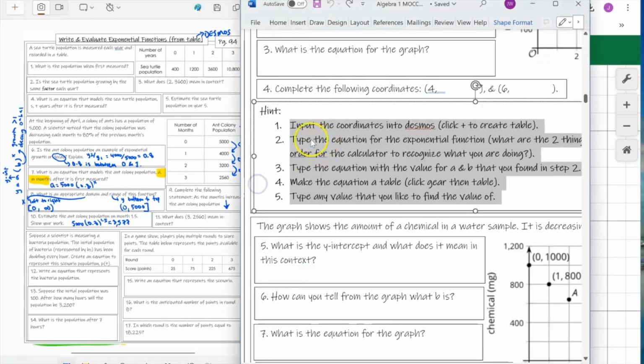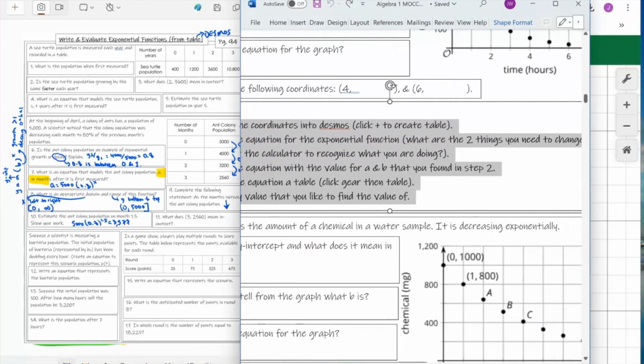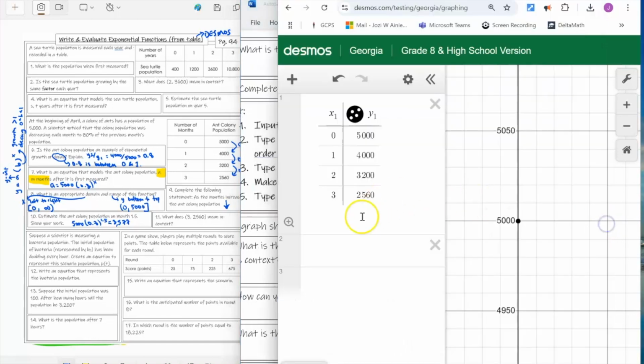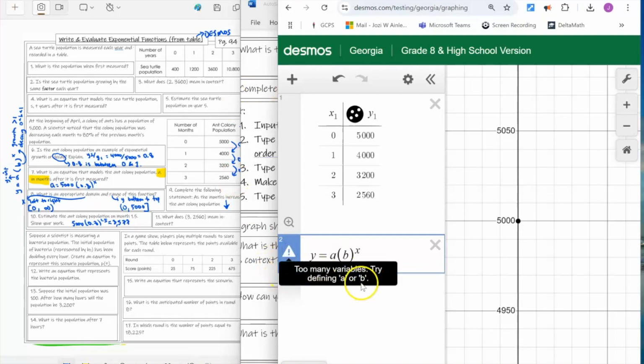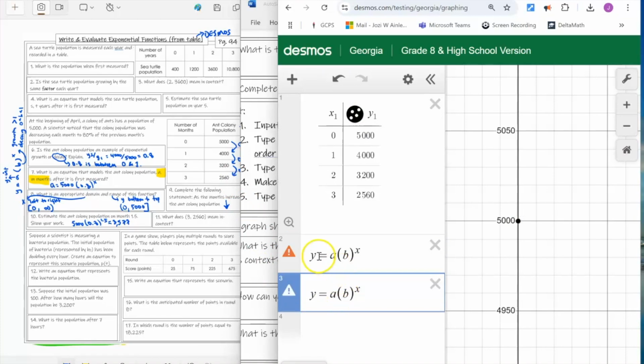Then my next step says type the equation for exponential function. What are the two things you have to change in the calculator for it to recognize what you are doing? So same as before, you type in the equation. So y equals a b to the x. All right, obviously it's saying that there's errors. If you remember, just like we've been doing before, I'm going to copy and paste this real quick because I'm going to need it a little later. There are two things you have to change.